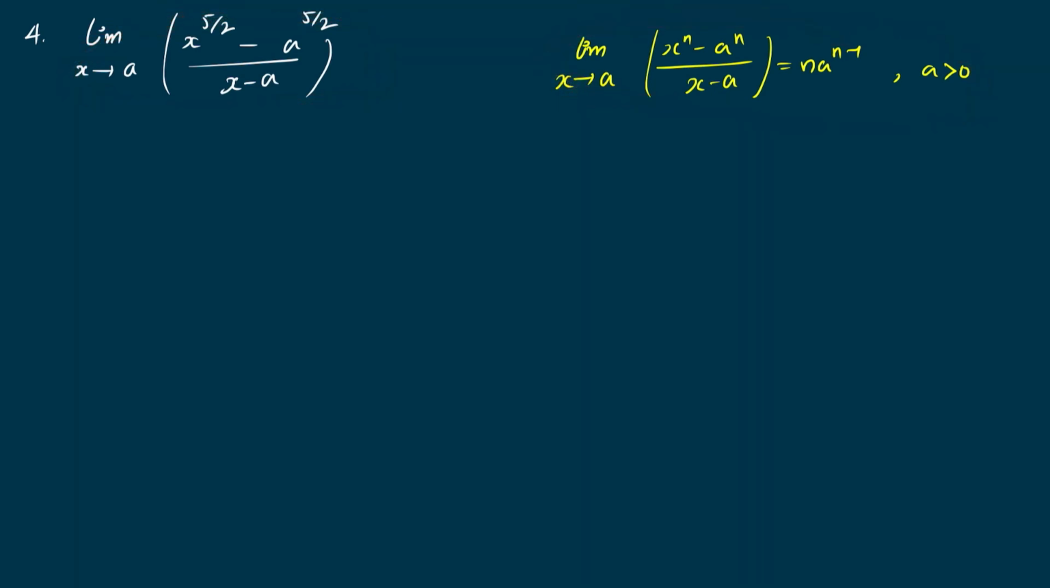Here, in place of n, the value of n is 5 by 2, so we will be using this formula. According to this formula, my answer will be 5 by 2 a to the power 5 by 2 minus 1. We will simplify it further. It will be 5 by 2 a to the power, the LCM being 2, 5 minus 2 over 2. So it will be 5 by 2 a to the power 3 by 2. So this is our answer for this question.